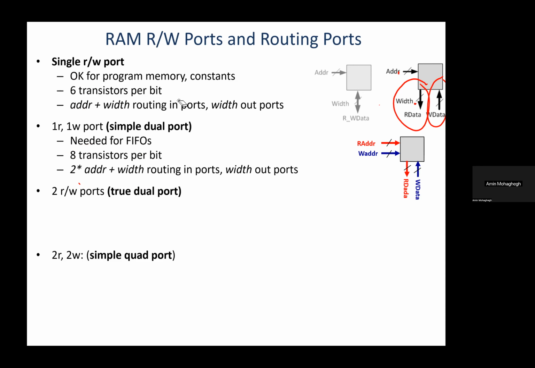Okay, so if we want to go a little further, we could say, let's make 2 read-write ports. Okay, so what does that mean? This could be useful in things like processor caches, memories that are essentially modified in more random ways. Like sometimes you might read them a lot, sometimes you might write them a lot.